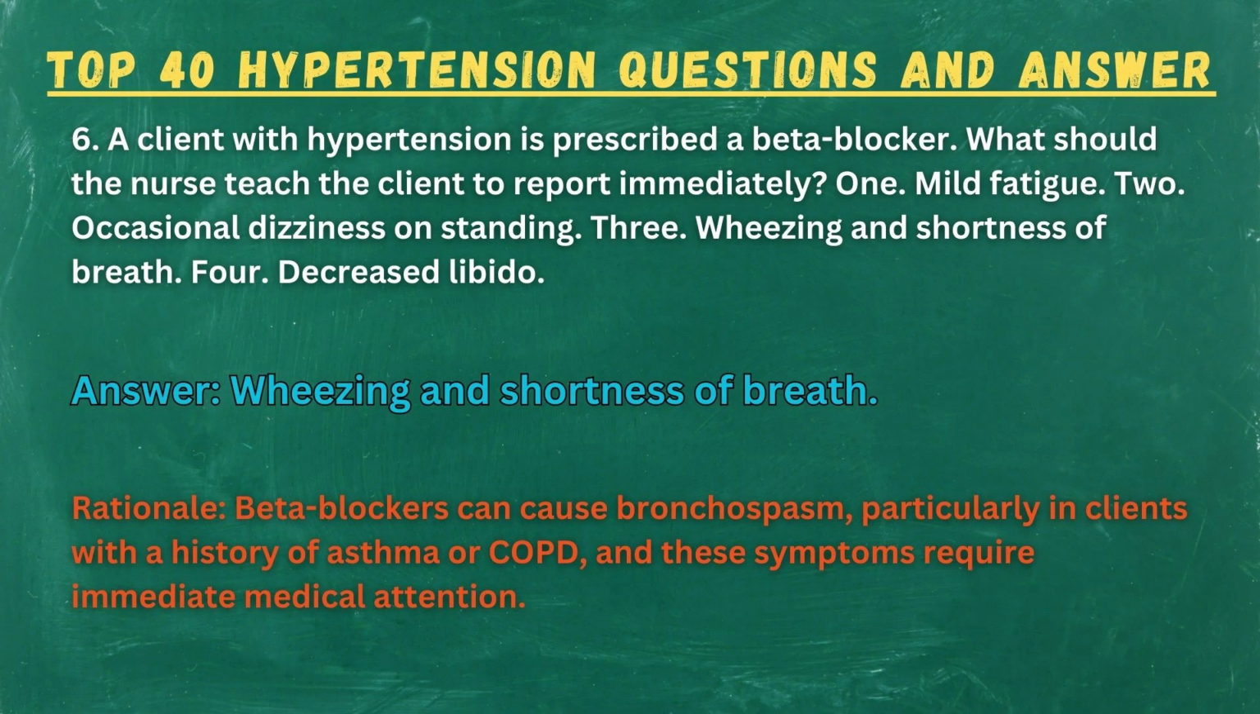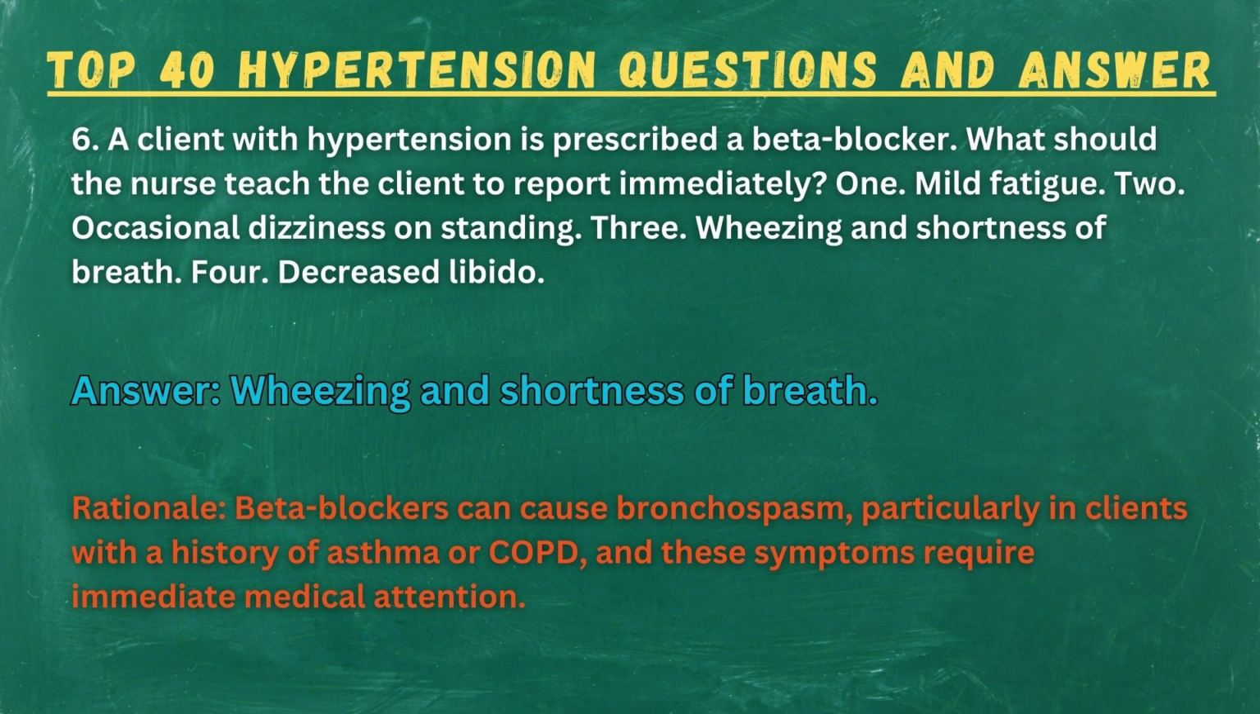6. A client with hypertension is prescribed a beta blocker. What should the nurse teach the client to report immediately? 1. Mild fatigue. 2. Occasional dizziness on standing. 3. Wheezing and shortness of breath. 4. Decreased libido. Answer. Wheezing and shortness of breath.